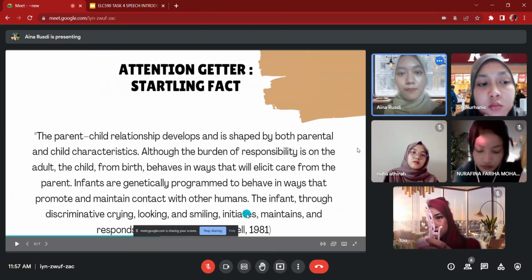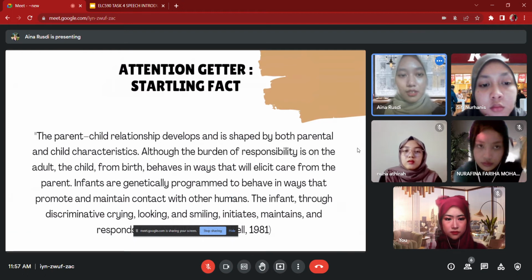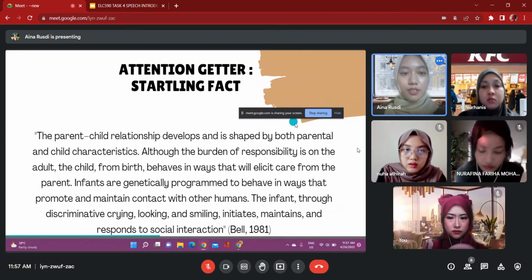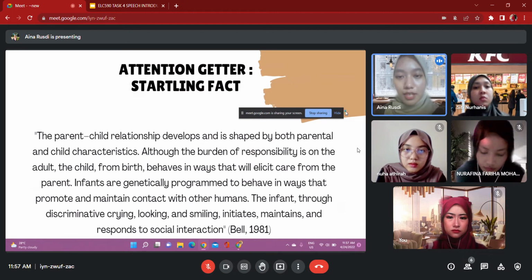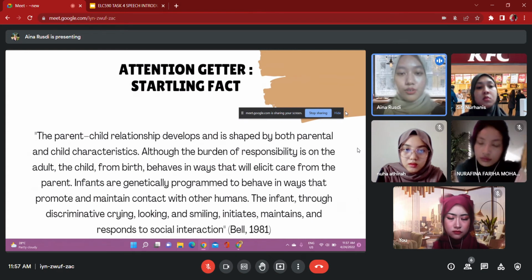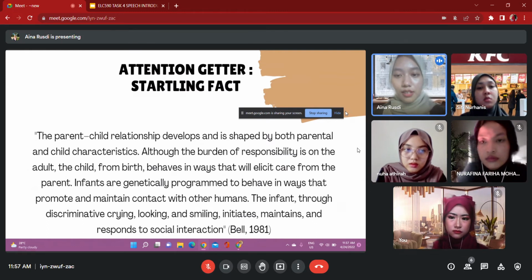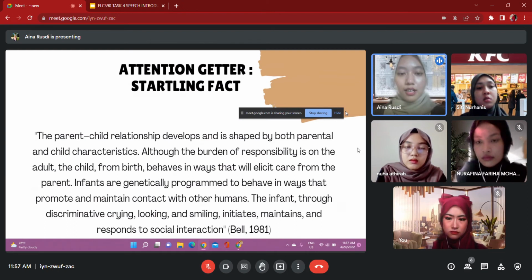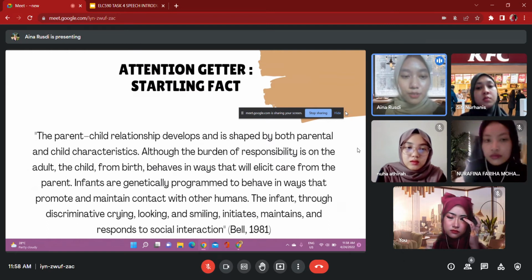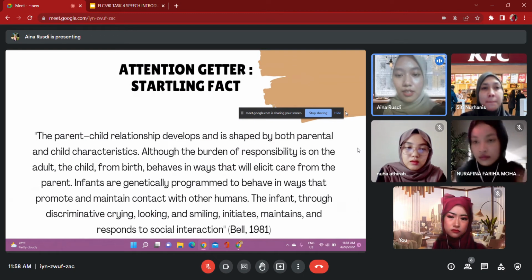My second startling fact is the parent-child relationship develops and is shaped by both parental and child characteristics. Although the burden of responsibility is on the adult, the child from birth behaves in ways that will elicit care from the parent. Infants are genetically programmed to behave in ways that promote and maintain contact with other humans. The infant, through discriminative crying, looking, and smiling, initiates, maintains, and responds to social interaction.